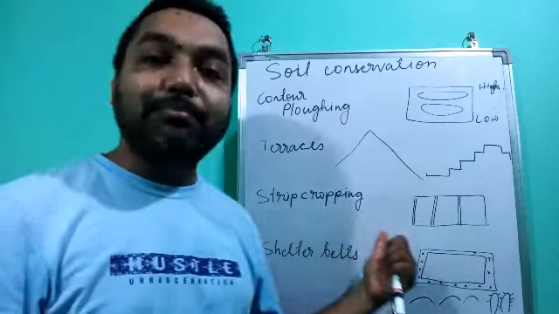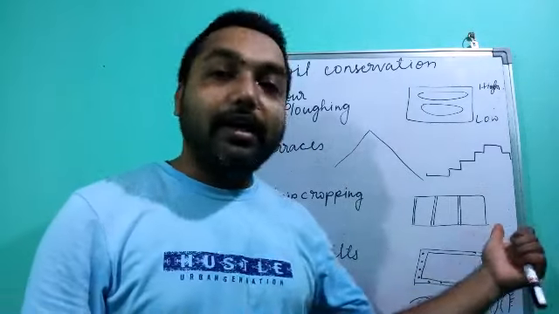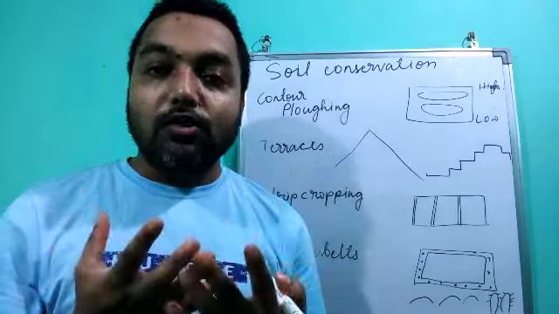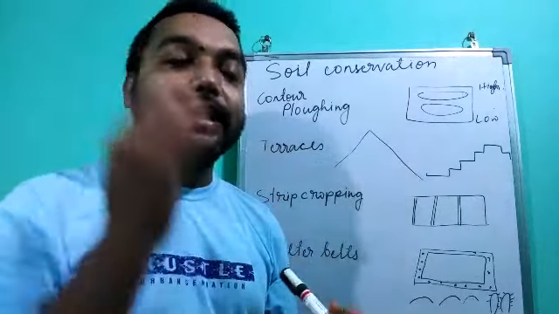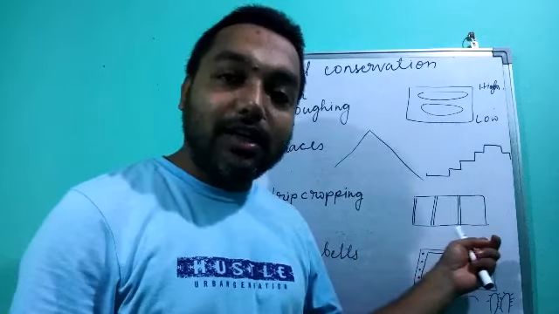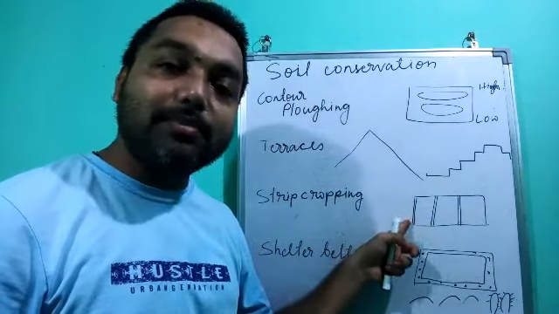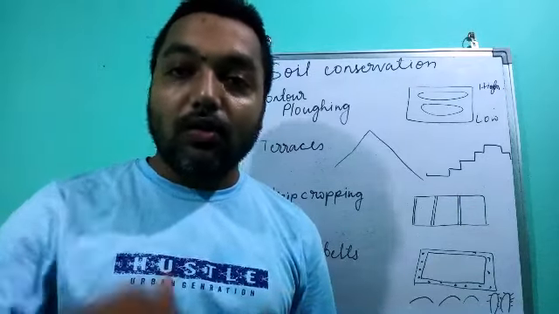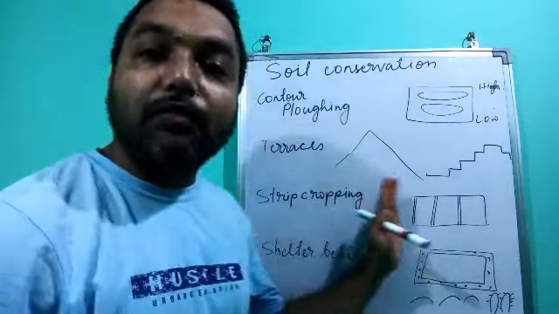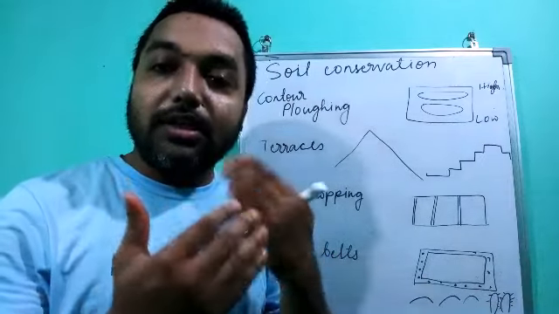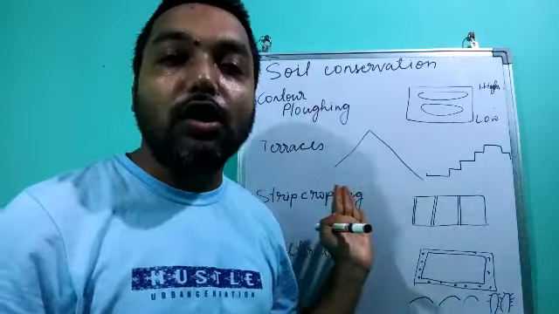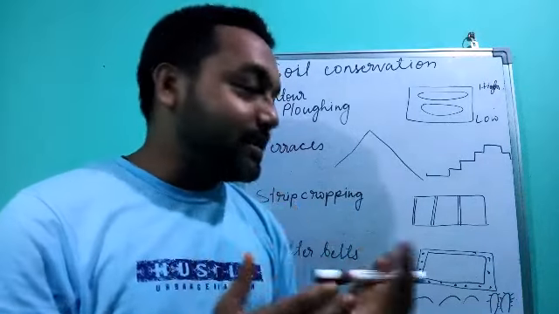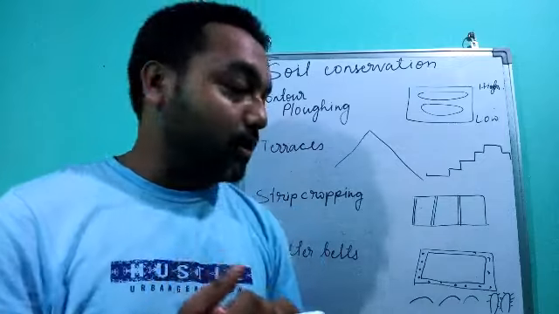Next is strip cropping. In areas where the soil is arid and dry and the wind takes the soil, in the agricultural field they may keep a little space in between, and in those spaces they may allow long grasses to grow, so that when the wind blows, the grasses stop the wind and the soil will not go with the wind. It will be stopped by the grass. As a result, there will be less soil erosion.